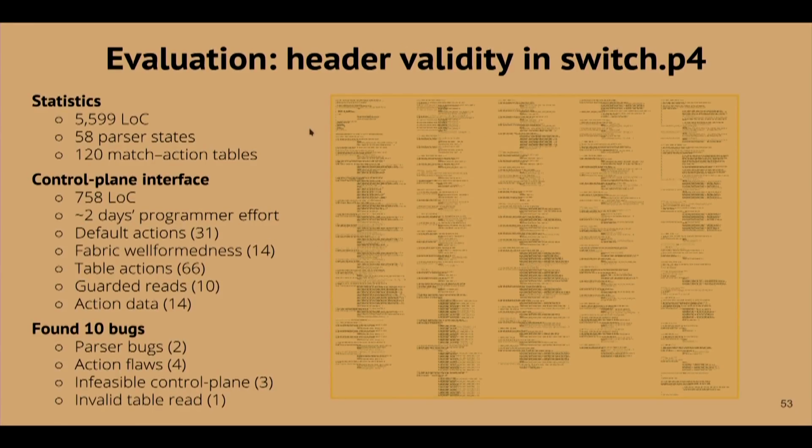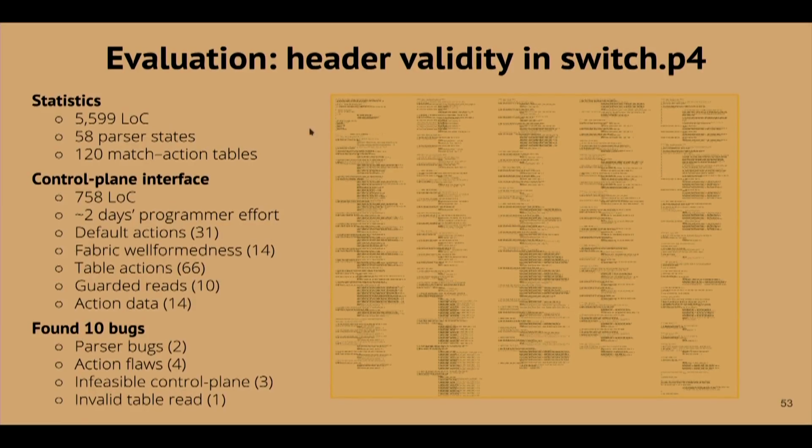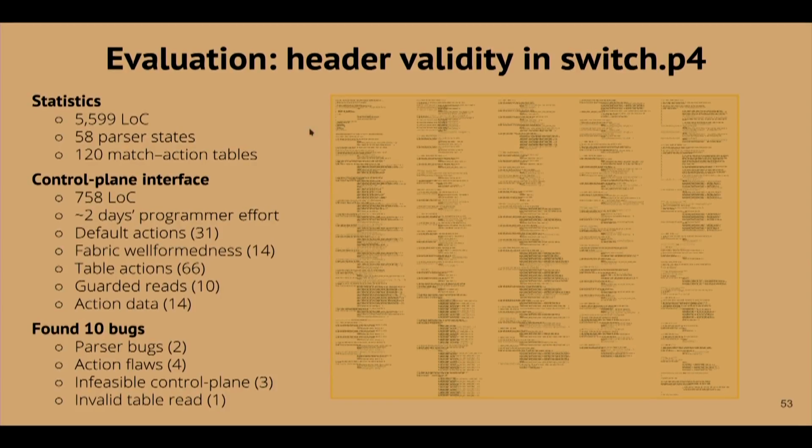To see what it's like to use P4V, we tried it out by verifying header validity in switch.p4. This is a large program that implements the functionality of a data center switch. We chose header validity because it's a cross-cutting property. It involves reasoning about almost all control paths in the program.